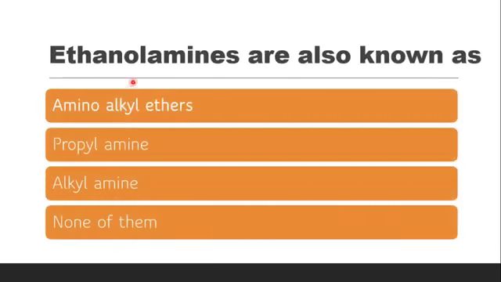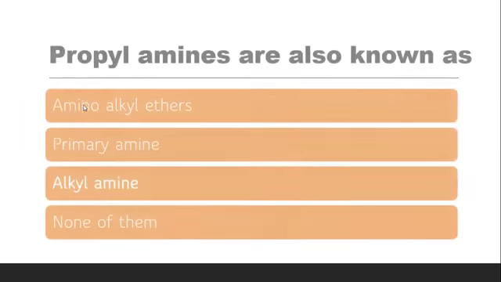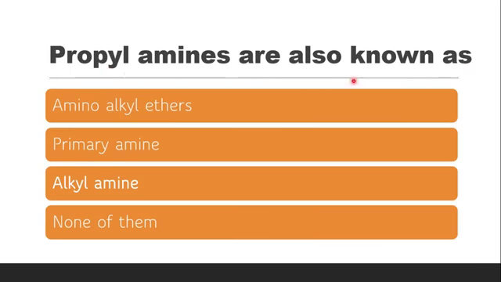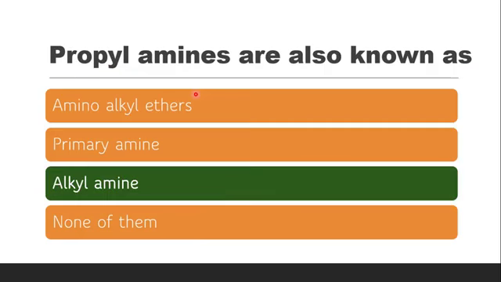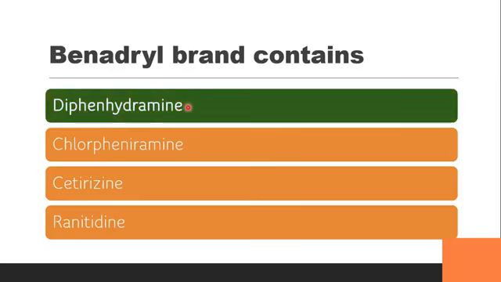Next question is, ethanolamines are also known as, whether they are also known as amino-alkyl ethers, propylamine, alkylamine, or none of them. The correct answer is, ethanolamines are also known as amino-alkyl ethers. Next question is, propylamines are also known as alkylamines. The correct answer is, it is alkylamines. Next question is, Benadryl brand contains, whether it contains diphenhydramine, chlorpheniramine, cetirizine, or ranitidine. The correct answer is, it is diphenhydramine.